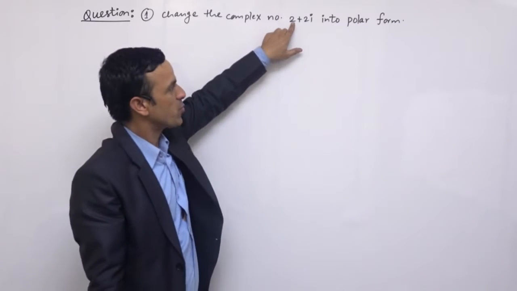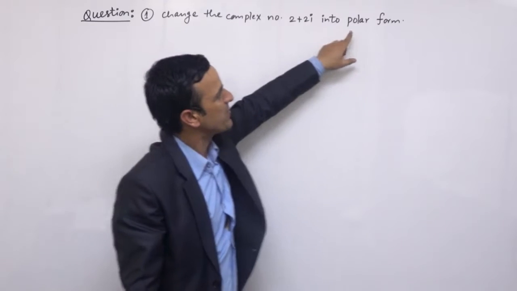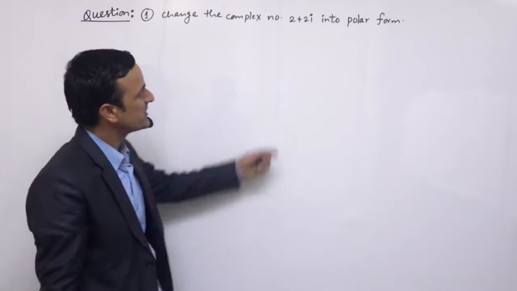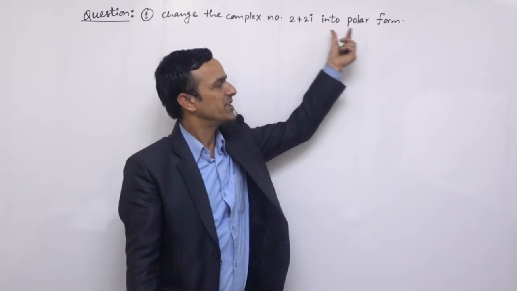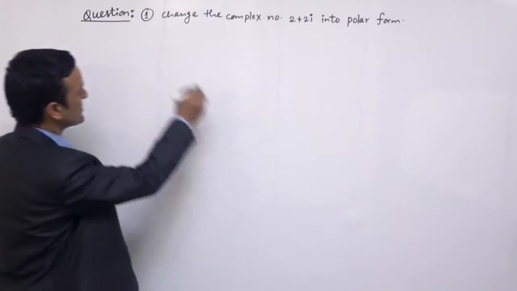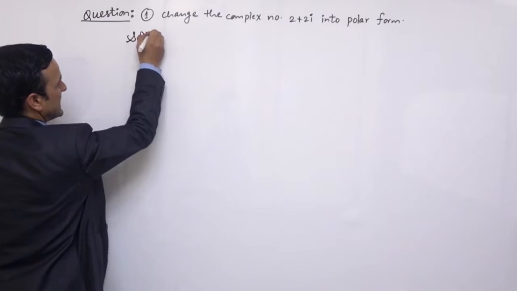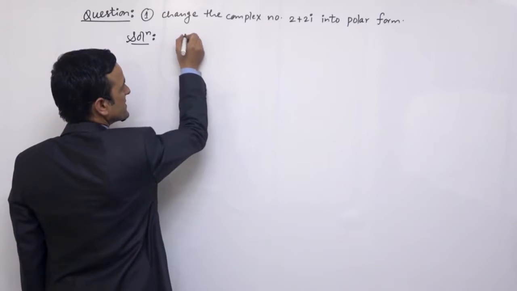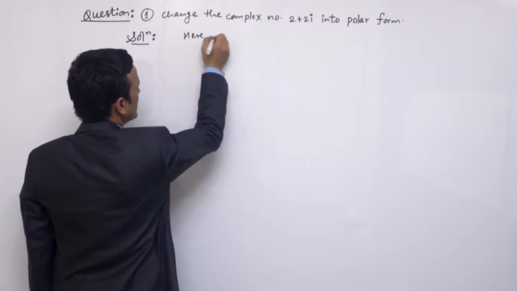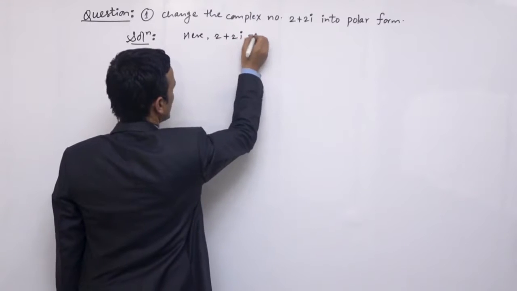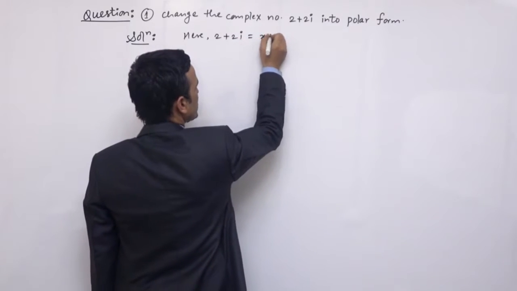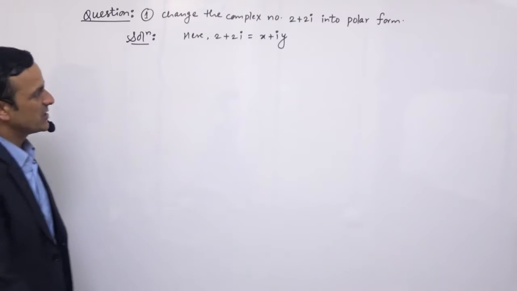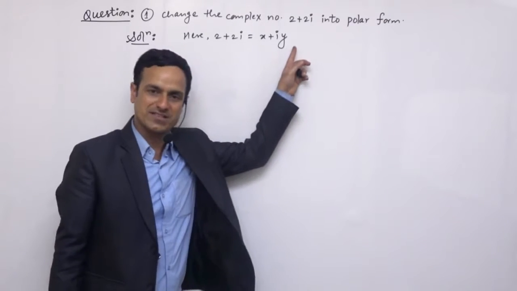अब हामीले यो दिएको complex number लाई polar form मा convert गर्नु छ. So this is the question: change or convert this complex number into polar form. So how to change? So its solution is, so here 2 plus 2i is equal to x plus iy. We can suppose it like this. यो x plus iy को form मा छ.